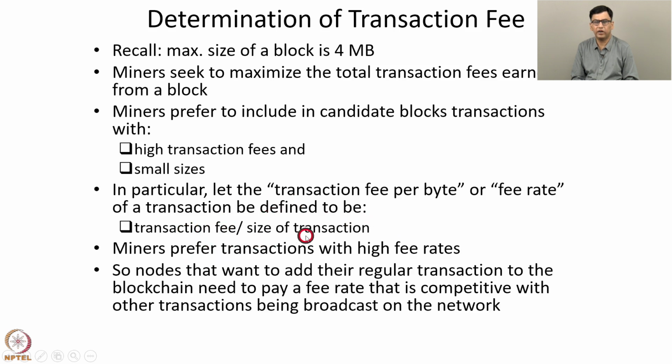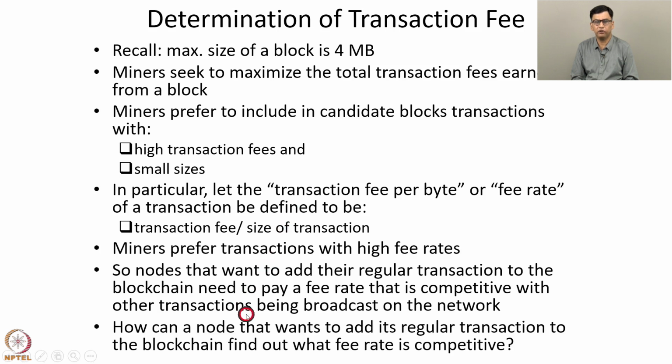Hence, nodes that want to add the regular transaction to the blockchain need to pay a fee rate that is competitive with other transactions being broadcast on the network. If the fee rate of a particular transaction is very low in comparison to the fee rates of other transactions that are being broadcast on the network, then this transaction will not be included by miners in the candidate blocks. So there will be a long delay until the transaction is included in the blockchain. Hence, the fee rate of a transaction must be competitive with the fee rates of other transactions being broadcast on the network.